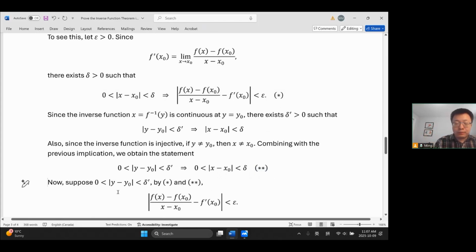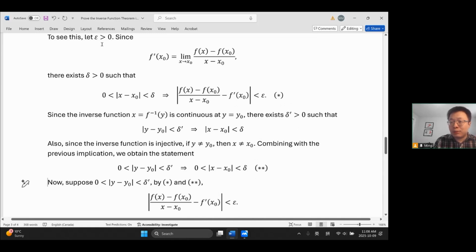Now let's wrap this up. Let's suppose the front part of the implication, that is, suppose that the absolute value of y minus y naught is greater than 0 and less than delta prime. By double star, we have the absolute value of x minus x naught greater than 0 and less than delta. But then by star, we have the absolute value of the difference quotient minus f prime of x naught is less than epsilon. So we write, suppose y minus y naught absolute value greater than 0, less than delta prime. By star and double star, the absolute value of the difference quotient minus f prime of x naught is less than epsilon.